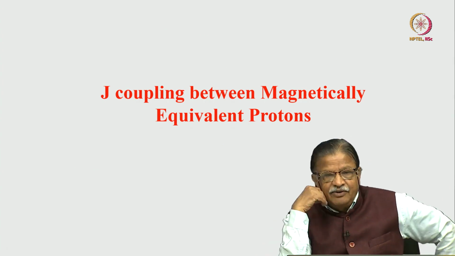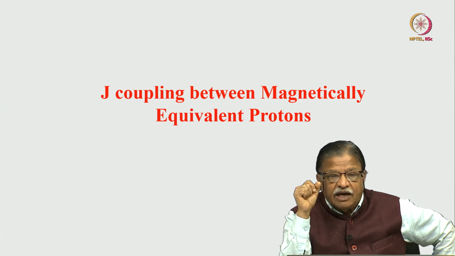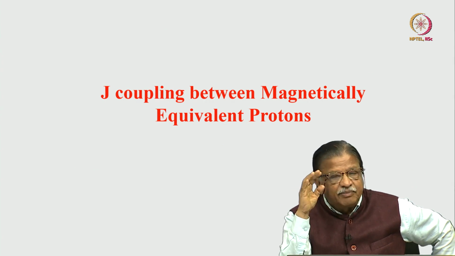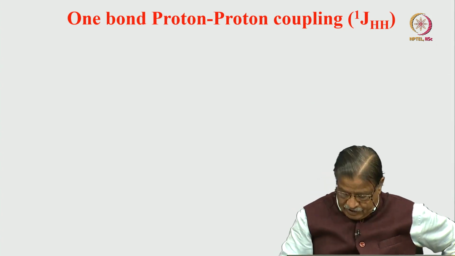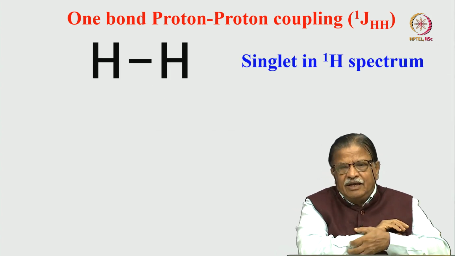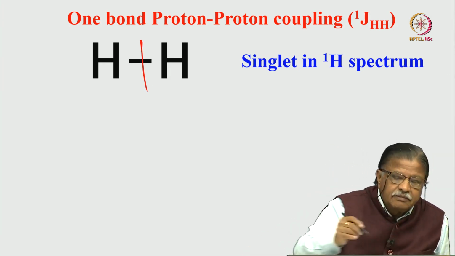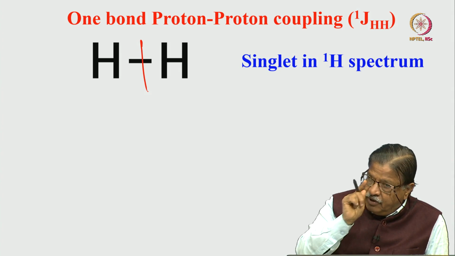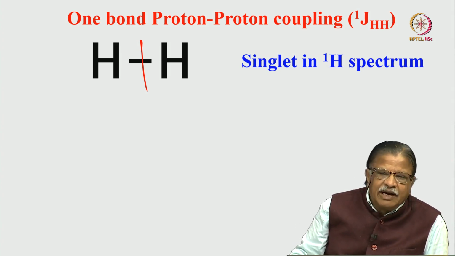With this, I am going to introduce another term called coupling between magnetically equivalent protons. That is something interesting. What is that? Consider the proton-proton coupling in hydrogen molecule. How many peaks will it give? There is a symmetry. It will give only one peak. Take the proton NMR spectrum of hydrogen molecule, you will get only one peak.